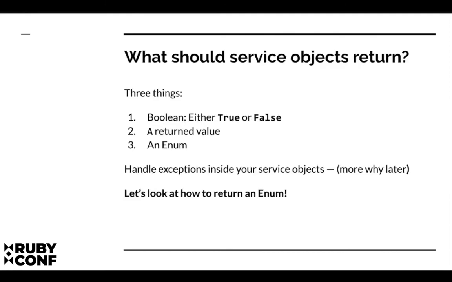In my personal opinion, we can return three things: a Boolean, either true or false, a returned value, or an enum. And most importantly, I believe that you should handle your exceptions within the service objects. And I'll explain why later. But for now, let's look at the enum value.